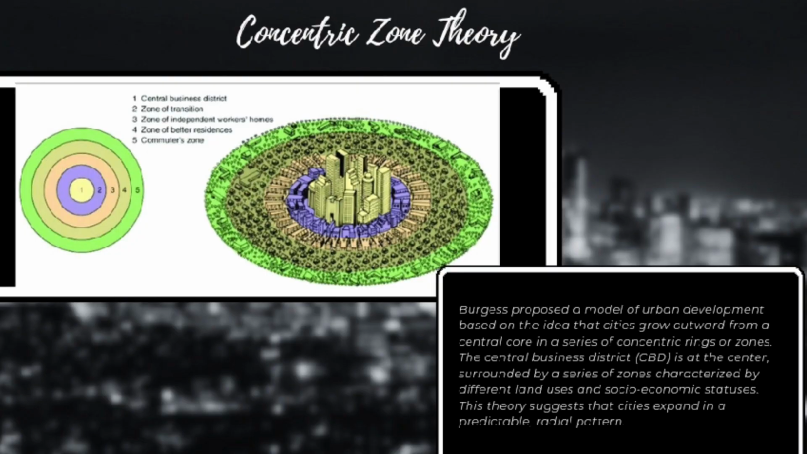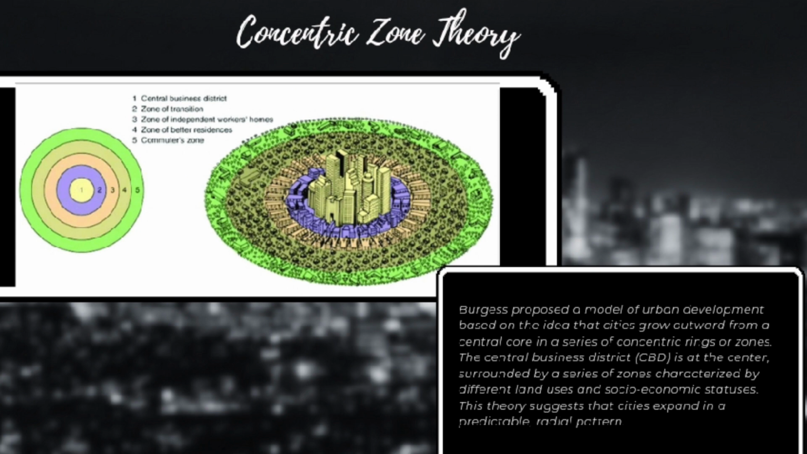Concentric zone theory. This is proposed by Burgess. This is a model of urban development based on the idea that cities grow outward from a central core in a series of concentric rings or zones. So the Central Business District or CBD is at the center, surrounded by a series of zones characterized by different land uses and socio-economic groups. This theory suggests that the city expands in a predictable radial pattern.